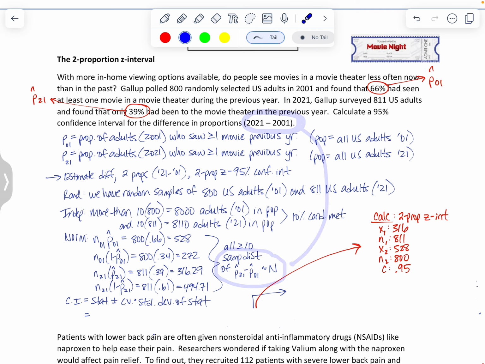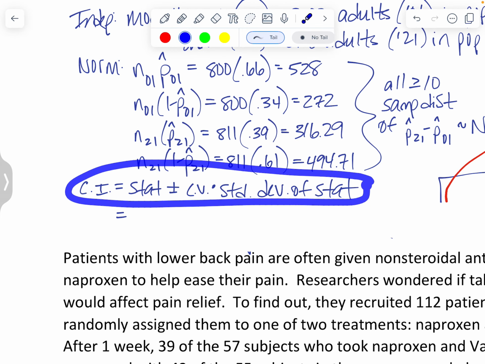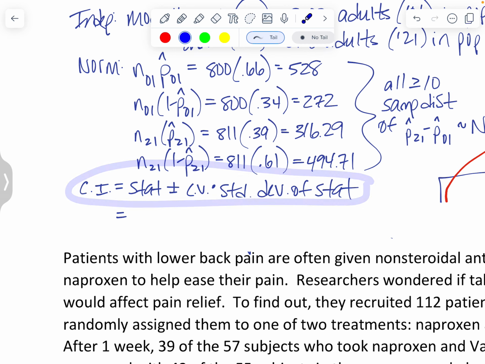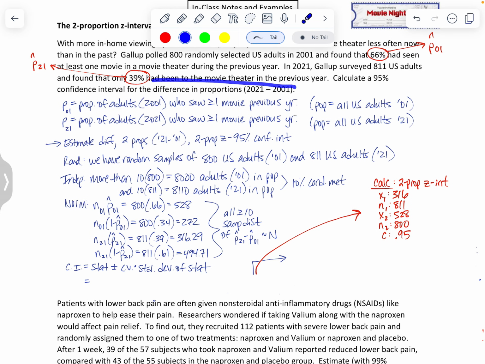Okay, I'm still not ready for the calculator yet, but we have finally written out all the stuff, and I've left myself like very little room. Do you remember this formula from the formula sheet? It's in words on the formula sheet, and I am going to use the statistic. What would the statistic be? I am interested in the difference in proportions, and I have two different p hats, and I'm told which direction to subtract them. That means I'm doing the p hat from 2021 minus the p hat from 2001. That is going to be my statistic. It's the difference between these two p hats.